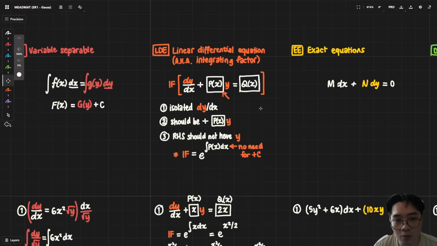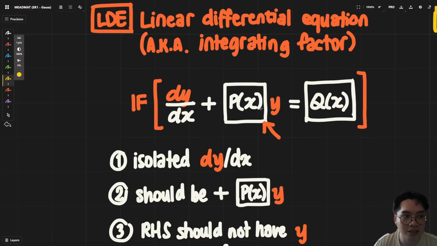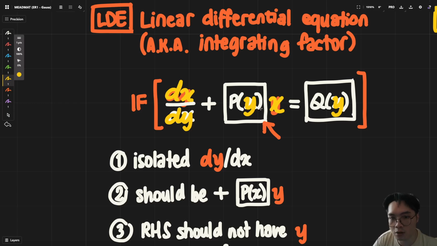This does not only work for dy over dx. This works for every other flipped variable. What do I mean by flipped variable? What you can do is dx over dy plus p of y times x is equal to q of y. You can flip those two variables. And why am I suggesting this?